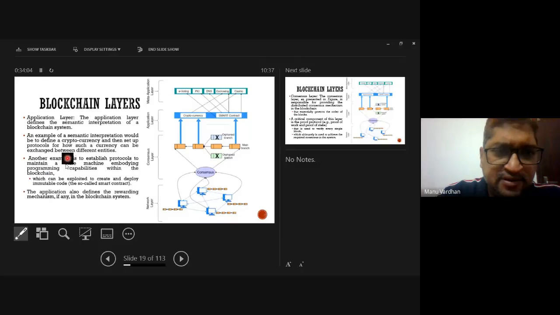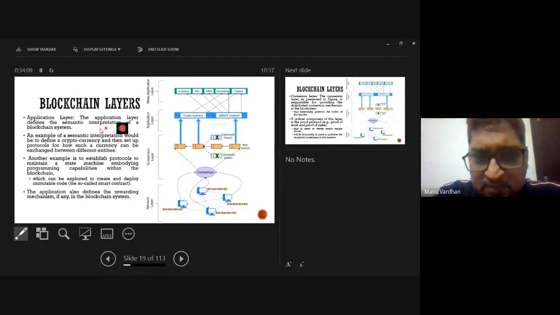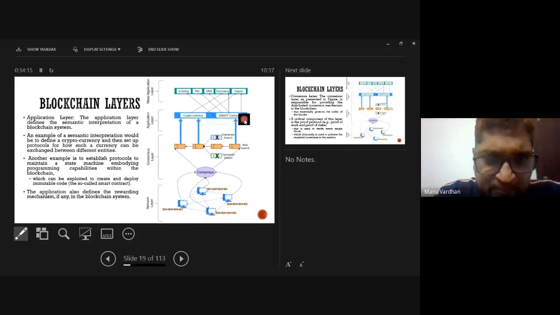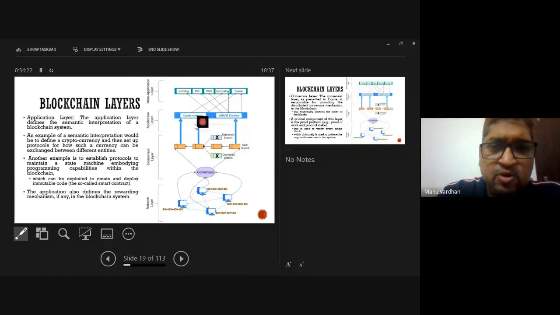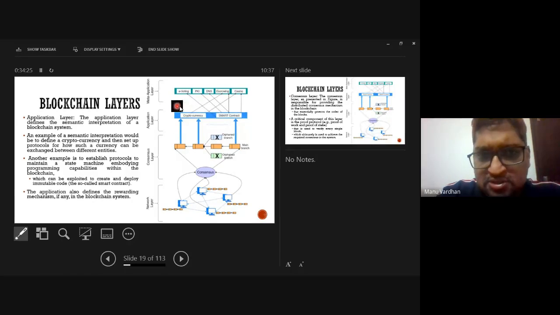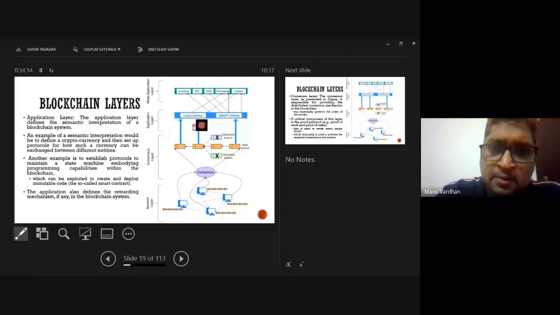Then we have the application layer. The application layer defines the semantic interpretation of the blockchain system. In the application layer, we basically have cryptocurrency and smart contracts. Cryptocurrency, as you know, is used to perform transactions between two parties on the blockchain. This cryptocurrency plays a vital role here, and the transaction can be performed only with the help of these cryptocurrencies.